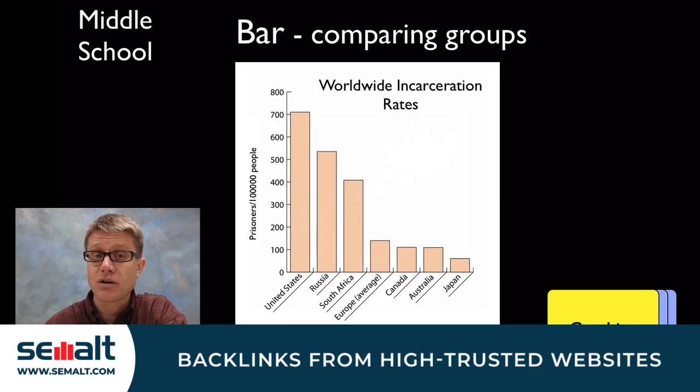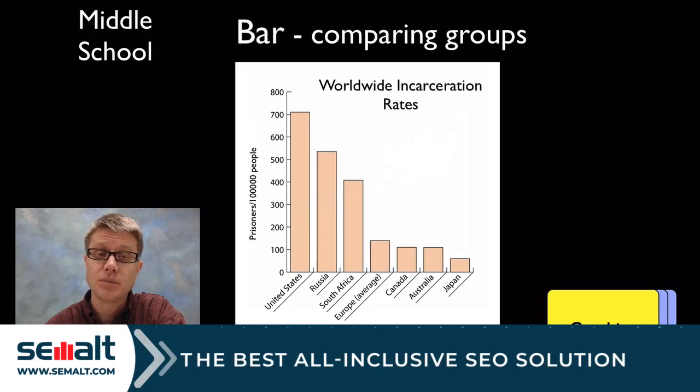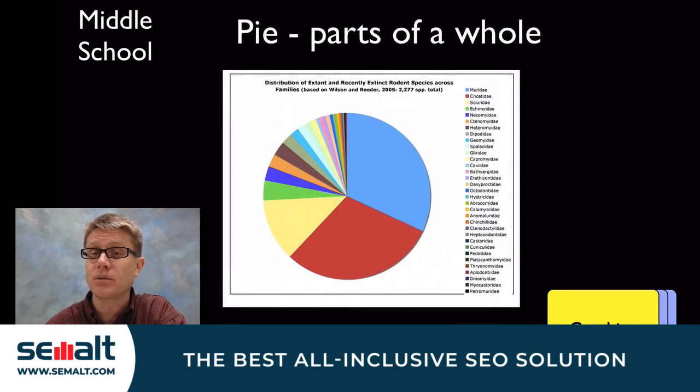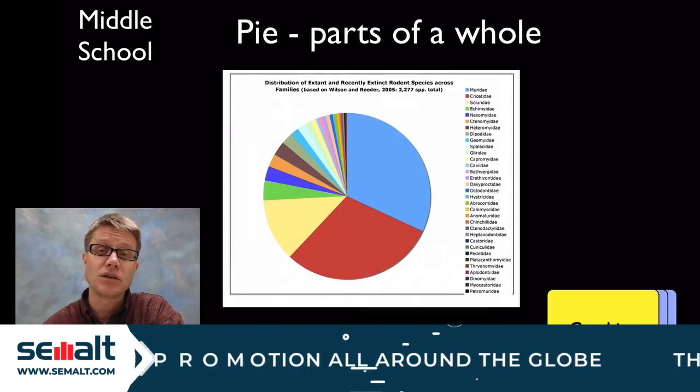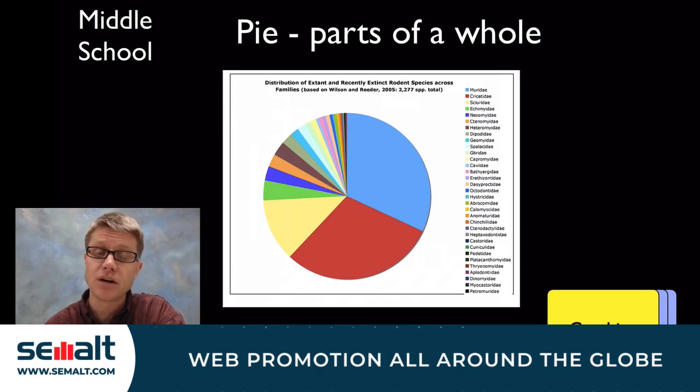We would use a bar graph if we're comparing different groups, and then we'd use a pie graph if we're looking at parts of the whole. And so you could present your students with data and first of all have them figure out, what kind of graph am I going to use?